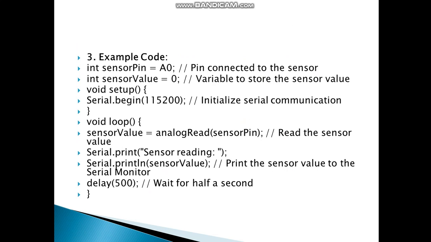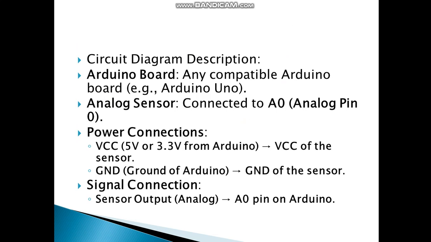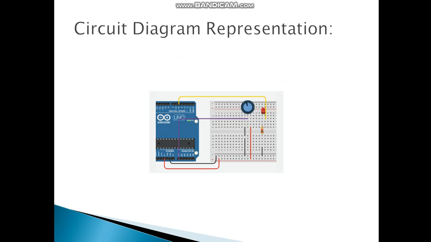Example code: int sensorPin equal to A0. So A0 is the analog pin. sensorValue is 0. Void setup, Serial.begin 9600. Void loop, read the sensor value and Serial.println it. The output is shown in the serial monitor. So this is the circuit diagram. Description: we need an Arduino board, analog sensors, power connectors and signal connectors. This is the circuit diagram.